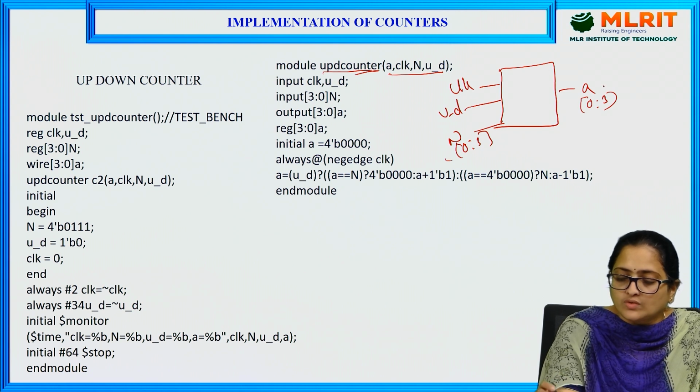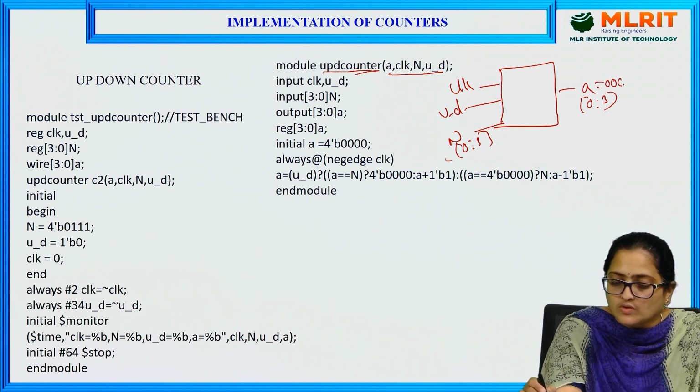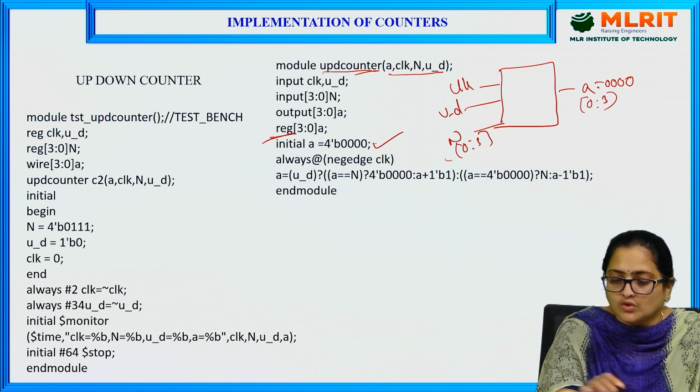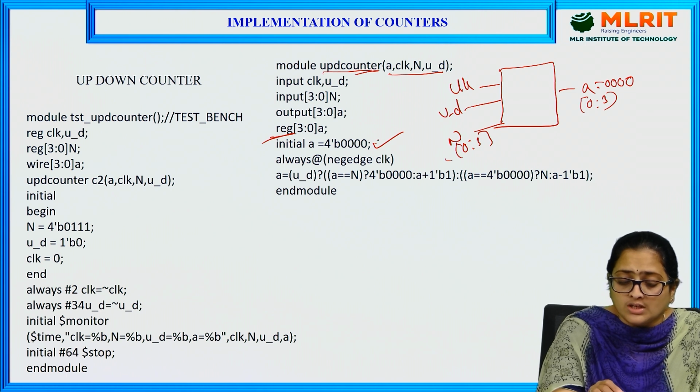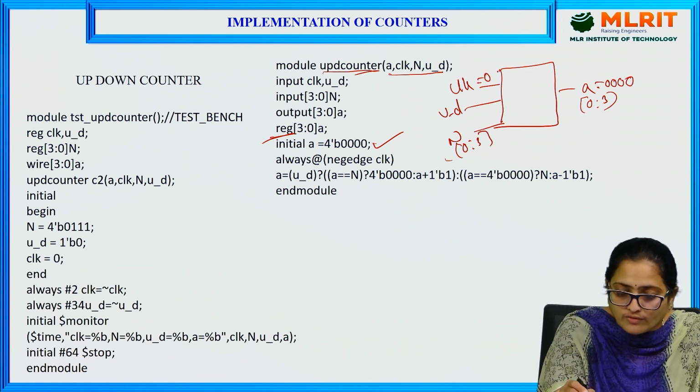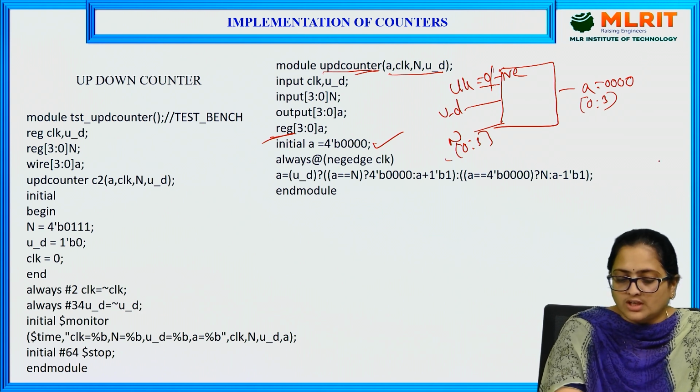As I want to store the A value with 0000, A is declared with the keyword reg, and initially the A value is stored with 0000. It shows that we started counting with zeros. Now, always at the negative edge of the clock, when the clock is 0, or we can say when the clock is at a negative edge, only then will these working conditions be executed.